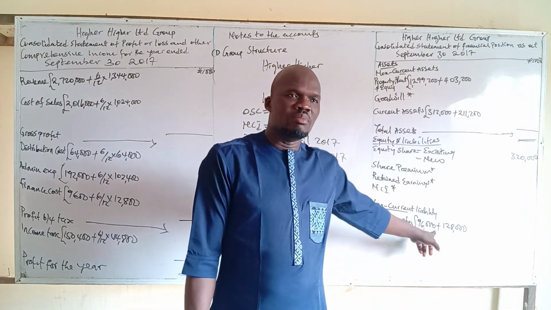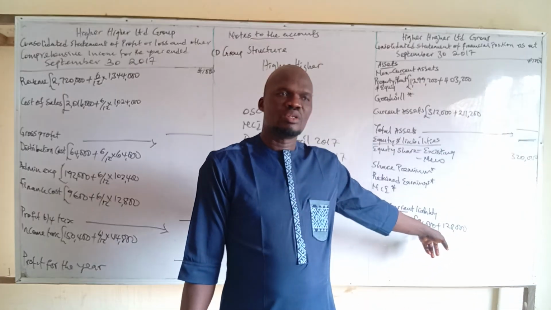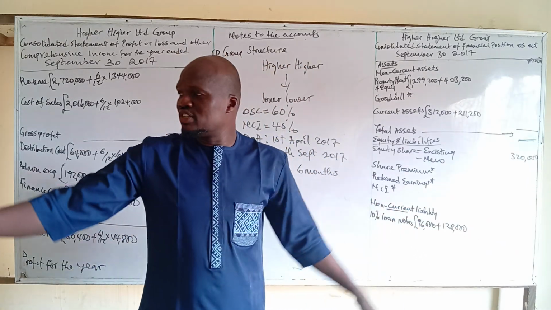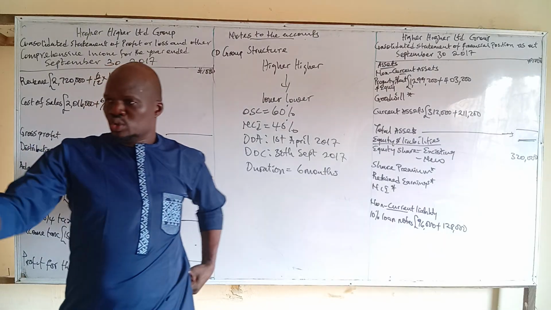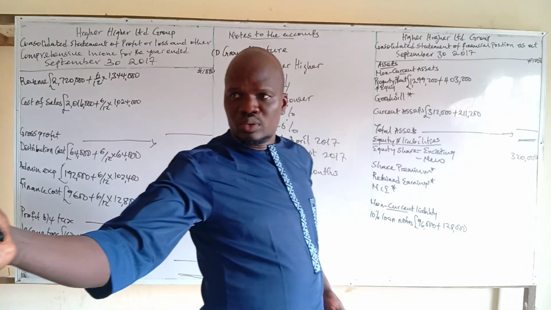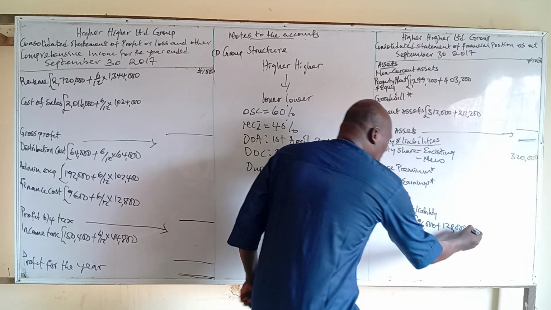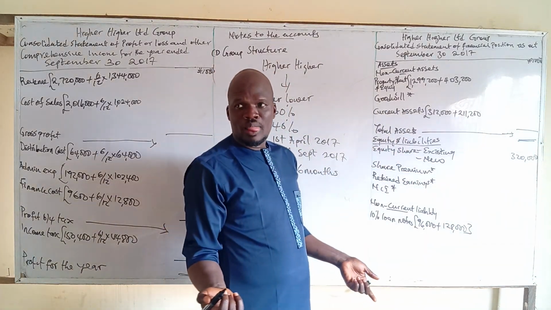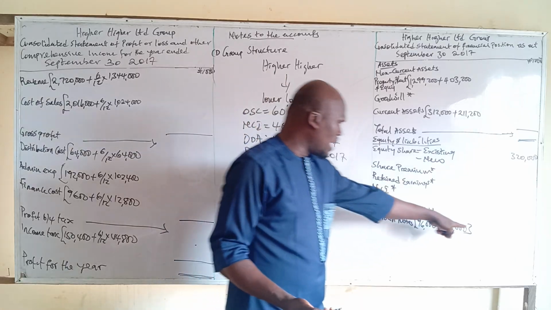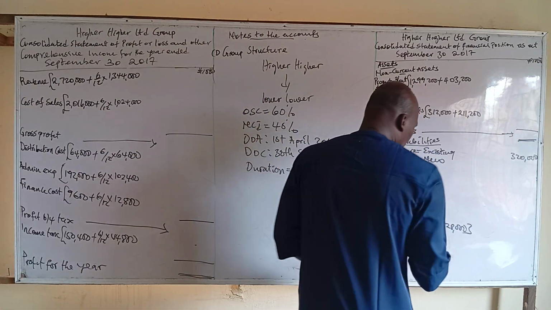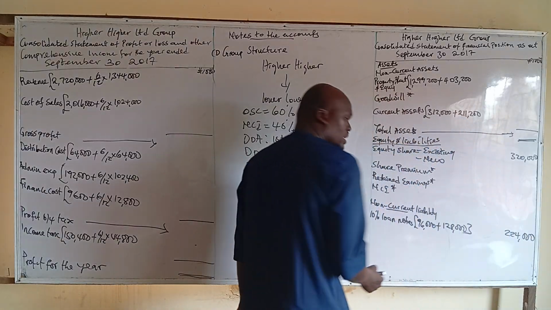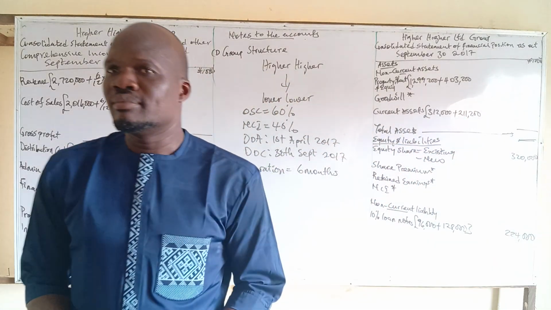Do we have any additional information on loan notes? If there is no additional information on loan notes, what do you do? You add it together and post. Since there is no additional information, add it together and post. What's the figure? 224,000. Like this.